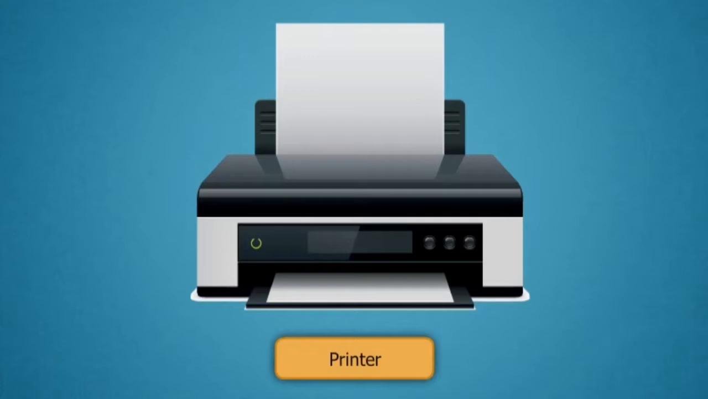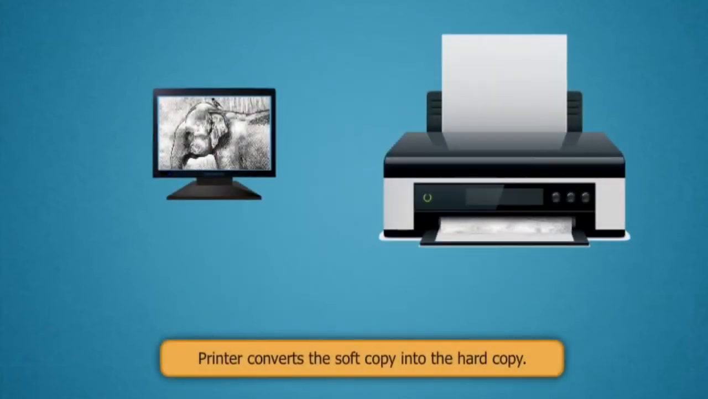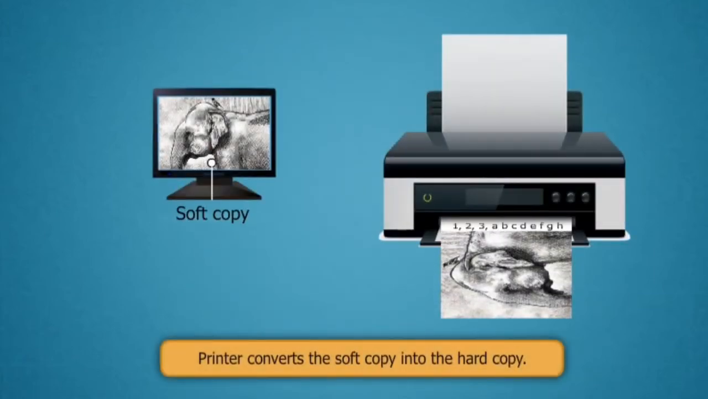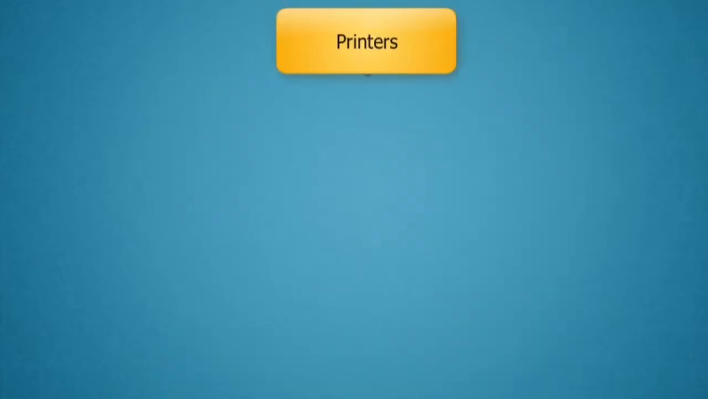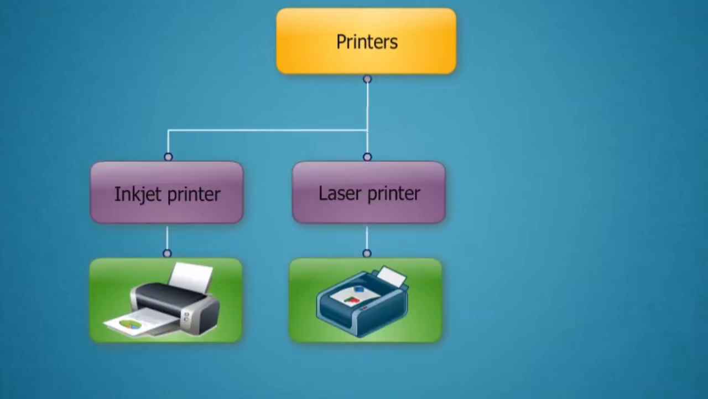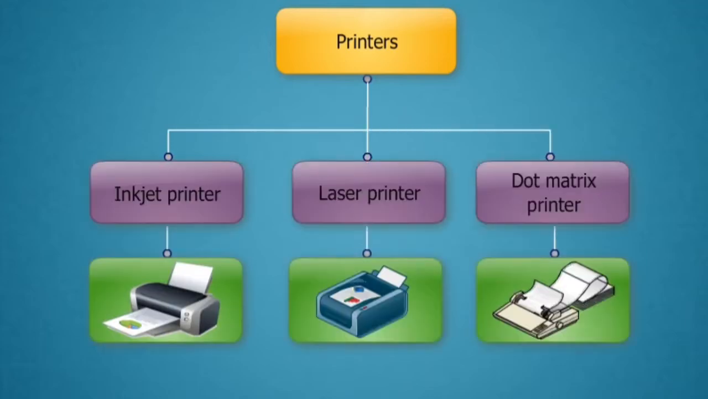and generates a hard copy of the same. Printers are commonly used to print text data and images. It converts the soft copy into the hard copy. A soft copy is an electronic copy of some type of data, such as a file or image that is viewed on a computer's display, while a hard copy is the printed copy of that document. There are three main types of computer printers, namely inkjet, laser, and dot matrix.